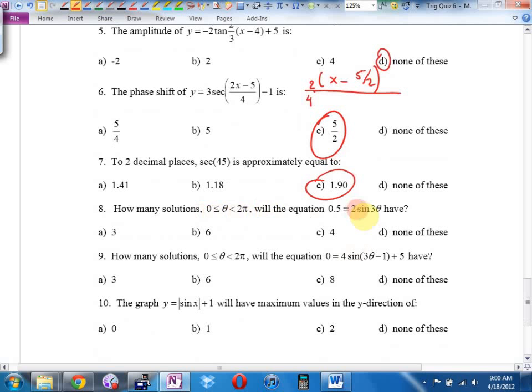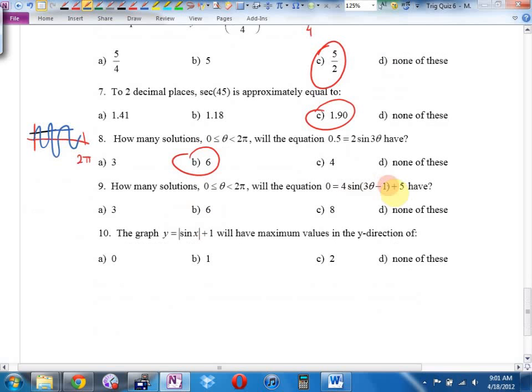How many solutions will this equation have between 0 and 2 pi? 6. Oh, normally it has 2. Period change, 2 pi by 3. There's going to be 3 waves instead of 1 wave. Instead of 1 wave between 0 and 2 pi, so instead of having 1 sine wave with 2 solutions, we're going to have 1, 2, 3 sine waves with 6 solutions. How many solutions will this have? Well, there's a 3 there.